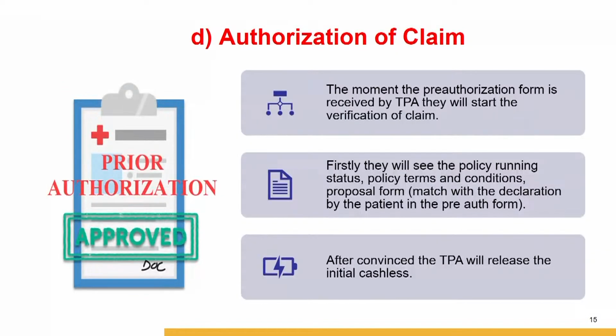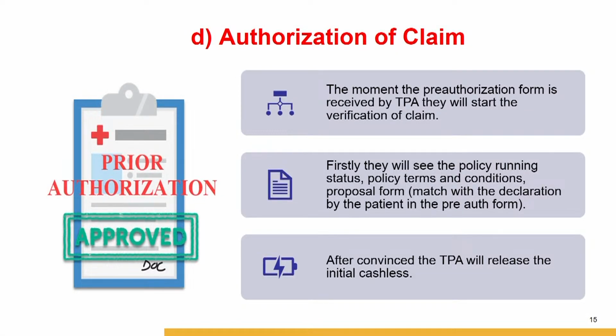So when you send the pre-authorization from the hospital to the claims department, what will happen is they will see the terms and conditions, they will see that you are insured, you have paid the premium, and if it is payable they will send the authorization of claim to you. So authorization is just the response to the pre-authorization which you have sent.